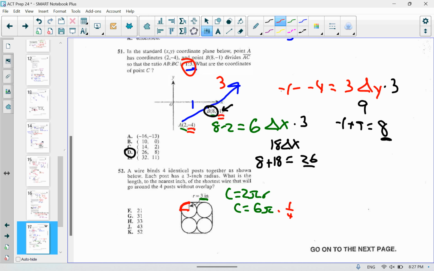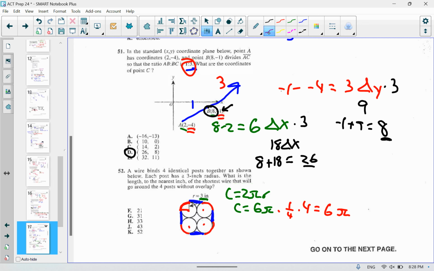So I can multiply that by 1/4. However, there's 4 individual circles. So from here to here, here to here, and here to here, I can multiply that by 4, saying that that part of the wire is still just going to be 6 pi. Of course, I'm still missing this chunk in blue, this chunk, and this chunk.